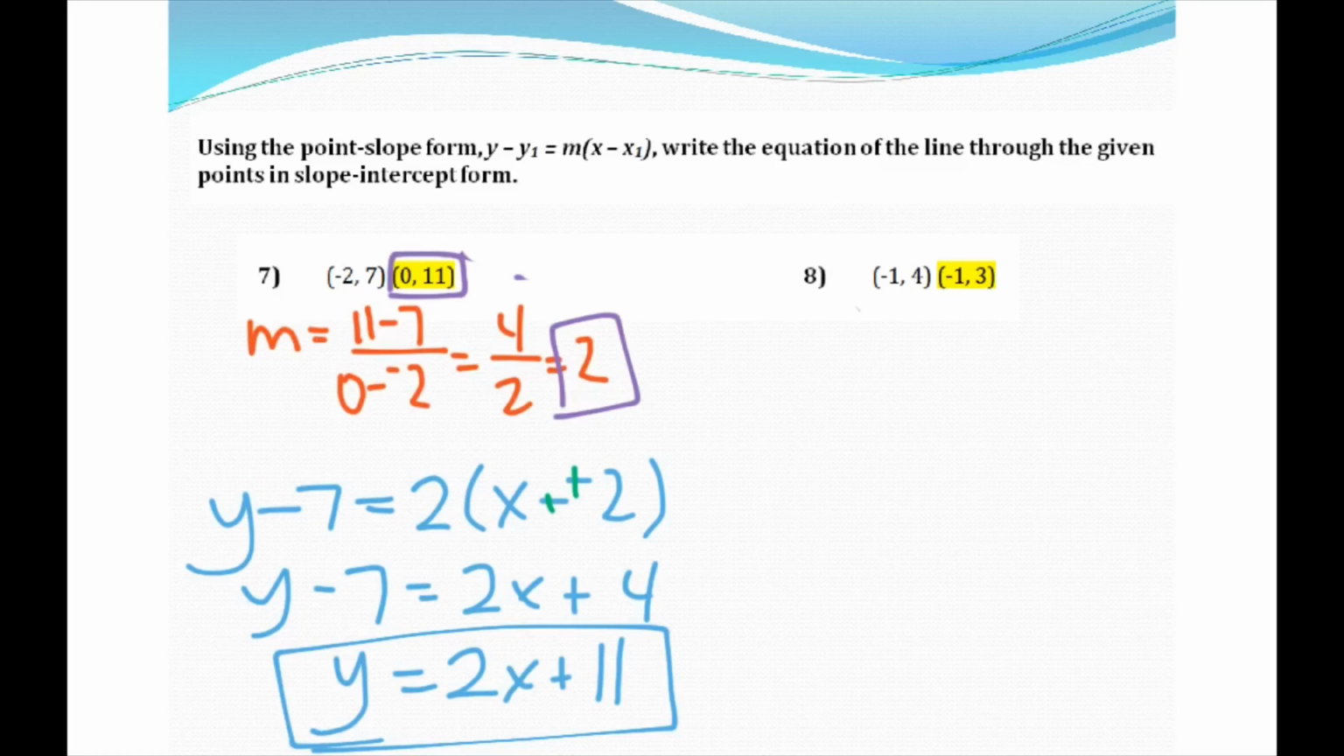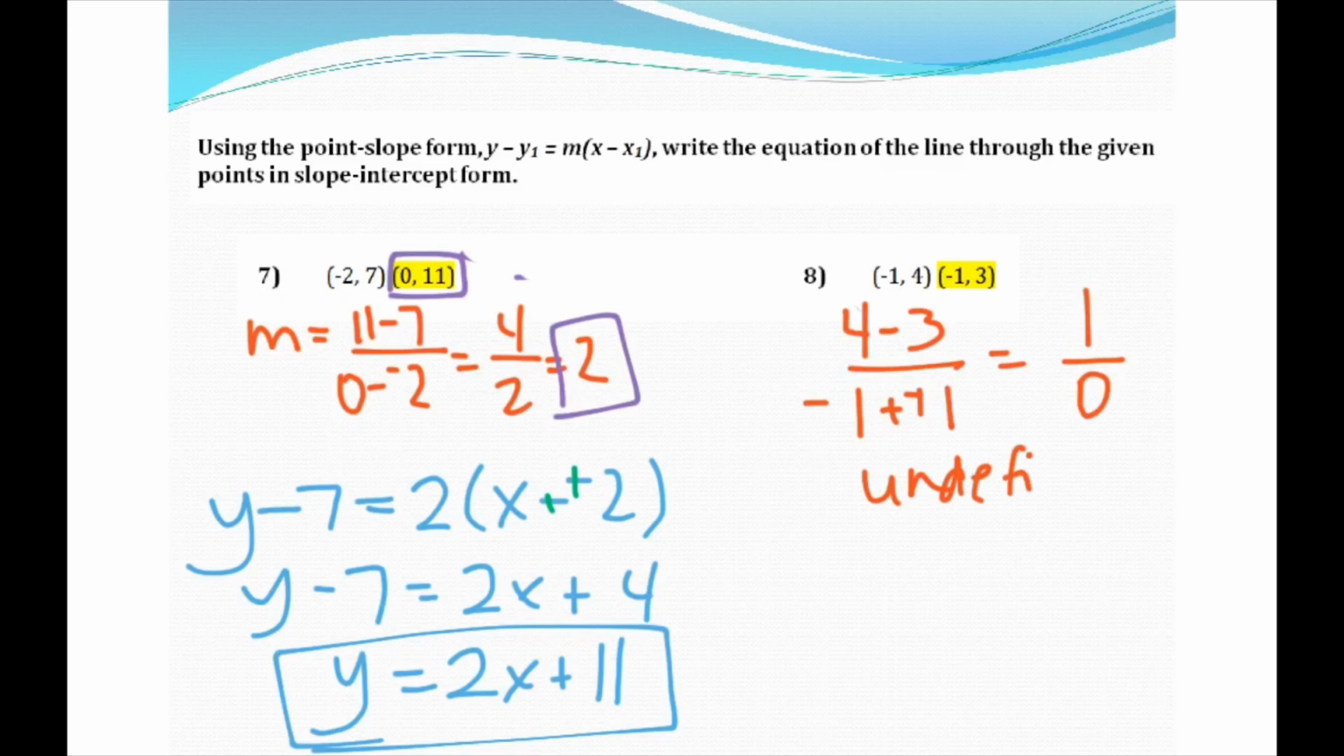Okay, number 8, y minus y over x minus x. Make sure you get all your signs in there right. You're going to have 1 over 0. What does that mean? That means the slope is undefined. That does not mean that the line is undefined. There's no such thing. So what we say is because the slope is undefined, what does that look like? Go back and look at your warm-up. Number 7, number 6, number 3.